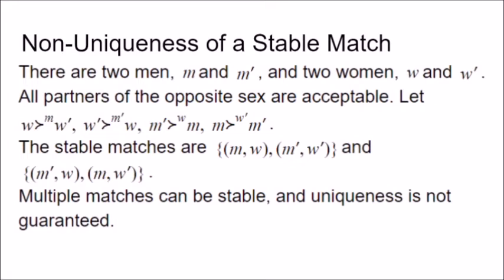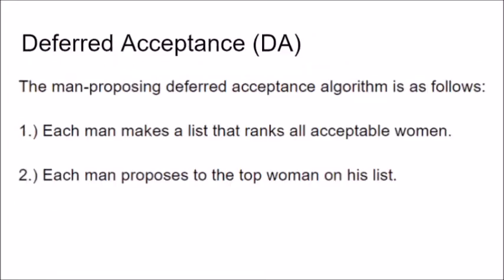But as I said a second ago, what we're most interested in is proving that we can reach that point of stability, and we will do so with our last algorithm of the day. This is the man proposing deferred acceptance algorithm. It is often shortened to just deferred acceptance, or DA. Now, the steps of the algorithm go as follows. First, each man makes a list that ranks all acceptable women, again, acceptable women being the women he prefers more than just himself.